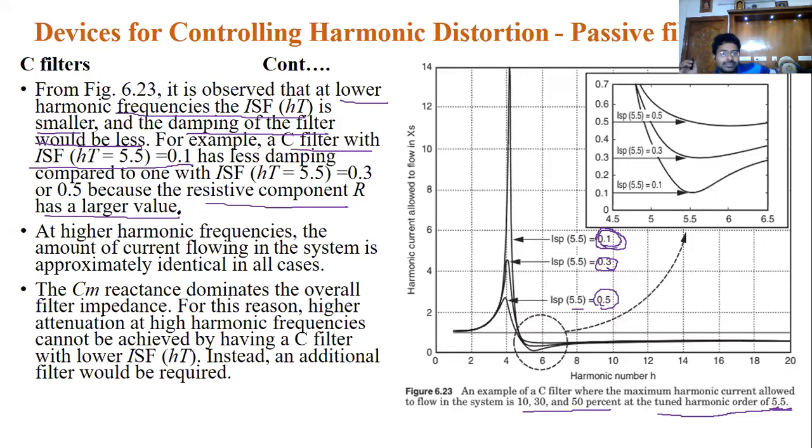So at higher frequencies, the higher order harmonic frequencies, the amount of current that is flowing into the system is approximately identical in all the cases. Now this point is important. In this diagram, what is that CM value?